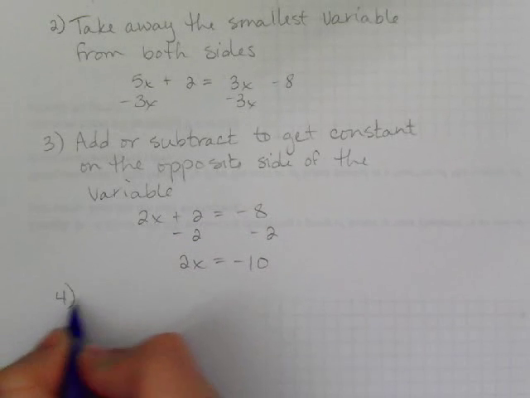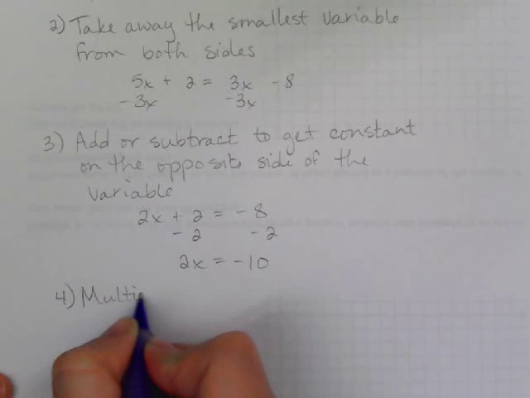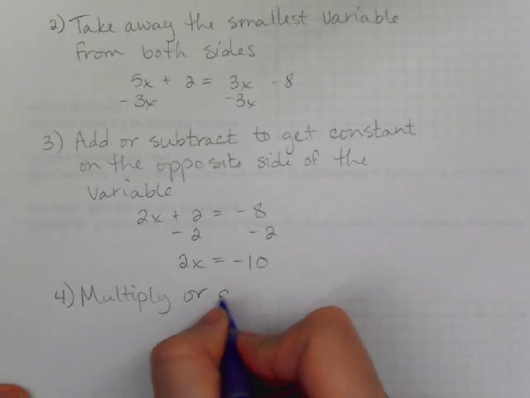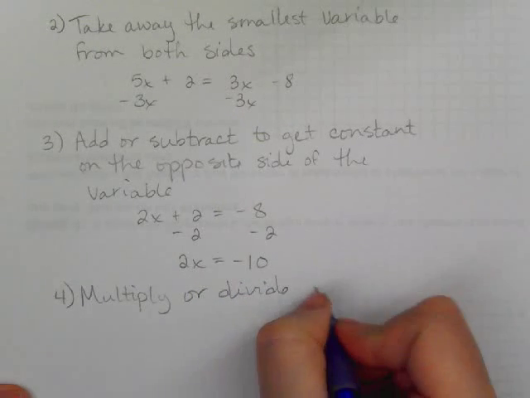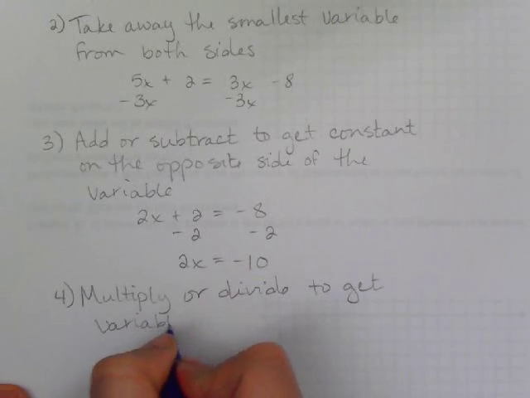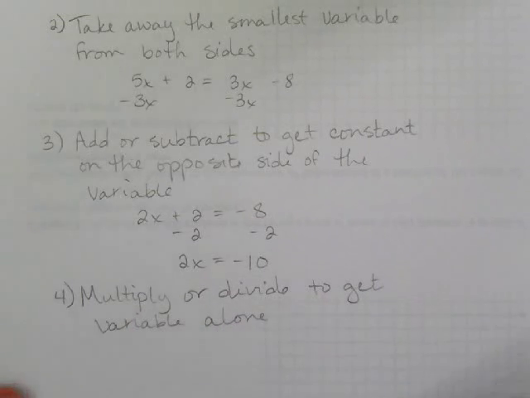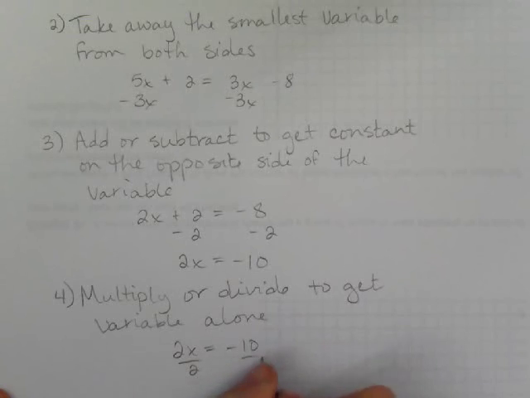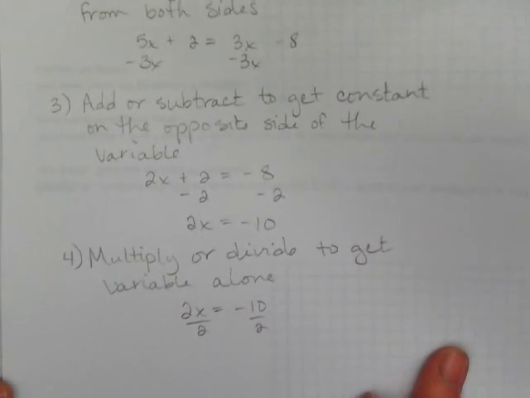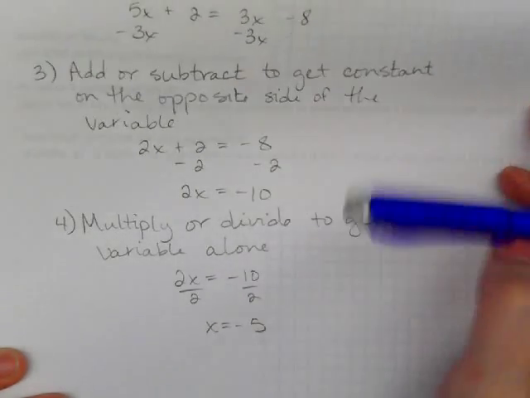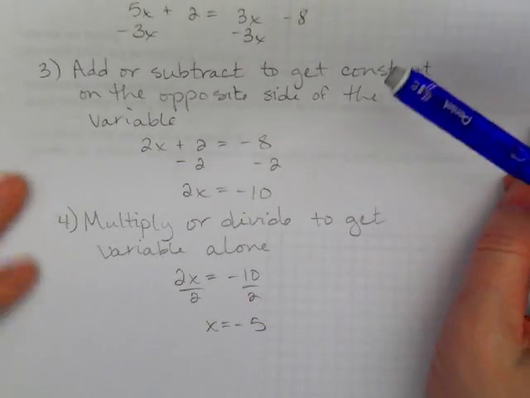Then my last step is multiply or divide to get the variable alone. And that just means you do the opposite of what's being done. If you're multiplying, like the 2x equals negative 10, you're going to divide by 2. So you have x equals negative 5. If you were dividing in that last step, you would multiply to get rid of that and get x alone.